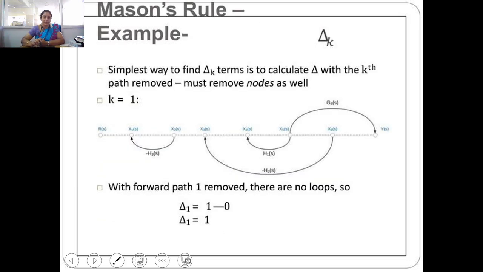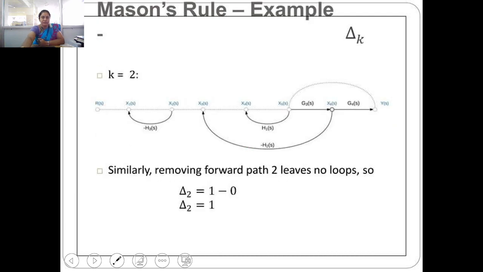And this is another example. The same example, here delta 1 is equal to 1 minus 0. How? Here one forward path is here, and the three loops are touched by your first forward path. And for the second forward path, here also the loops are touching. So the values of delta 1 and delta 2 are 1, that is, in the first forward path all the loops are touched, so the value is 0, so delta 1 is 1.